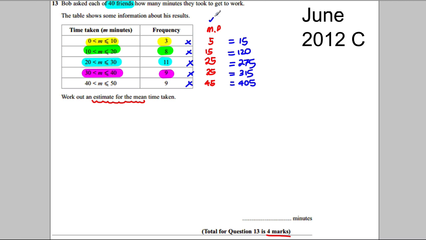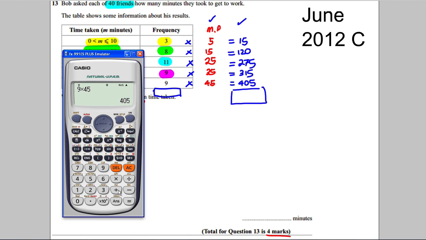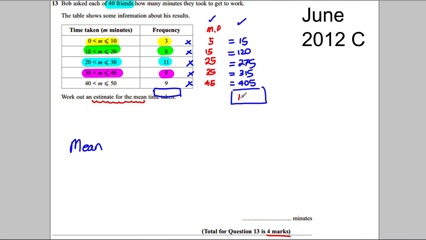Now, I got 1 mark for that column, 1 mark for doing the times it. To get my 2 other marks, I say that my mean is the total of this column, which we need to work out, divided by the total of this column. So we're going to add up those numbers. 405 plus 315 plus 275 plus 120 plus 15. So it's going to be 1130 divided by the total of that column.